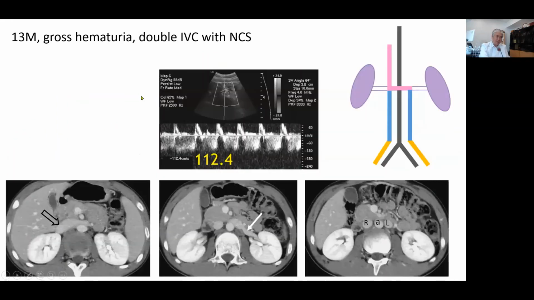A similar functional Nutcracker phenomenon may occur in a patient with double inferior vena cava. And this is an example in a 13-year-old boy with gross hematuria. The CT image shows double vena cava, and spectral Doppler ultrasound shows peak flow velocity 112.4 centimeters per second.